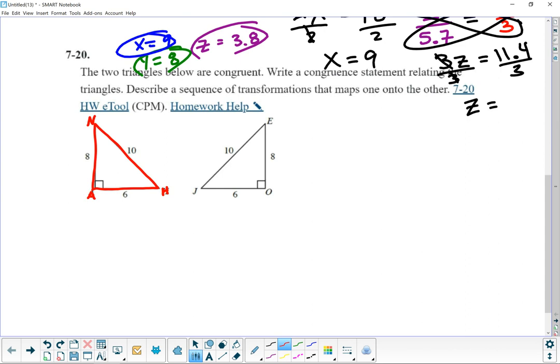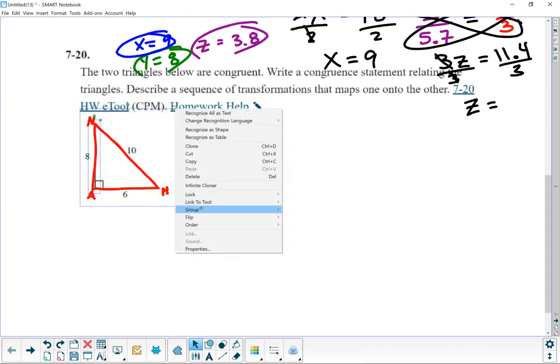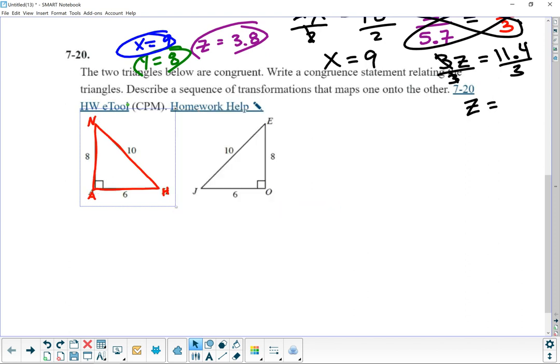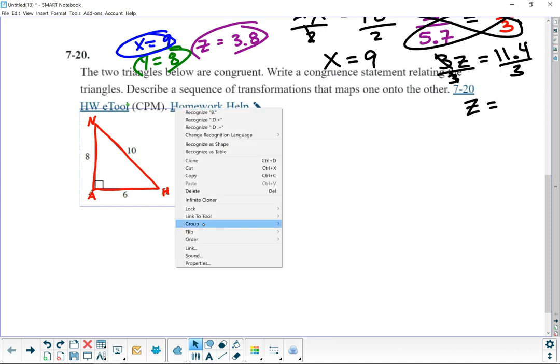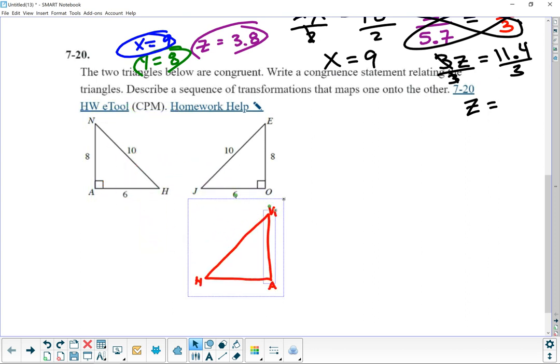Okay. Now I'm going to try to do my transformation, my sequence of transformation. First, I'm going to flip this, or reflect this across the y-axis. So I'm going to flip it left and right. If I flip it left and right, you can see that it already matches it.